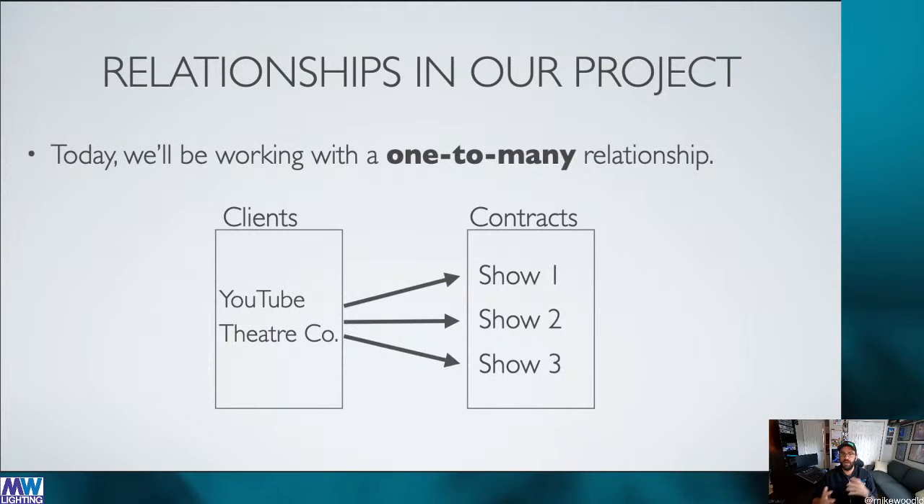Now there's different kinds of relationships you can have when you're working with databases. You can have one-to-many, you can have one-to-one, you can have many-to-many. But for the purposes of just starting out in FileMaker and getting your feet wet, this is the simplest, and I think the most useful for our particular use case. So again, we're going to have a client, in this case YouTube Theater Company, and we're going to have 3 shows, 3 different contracts within that client.